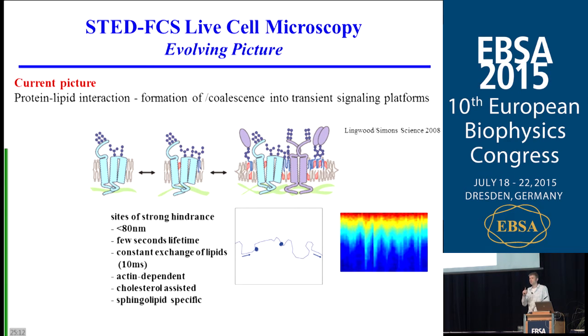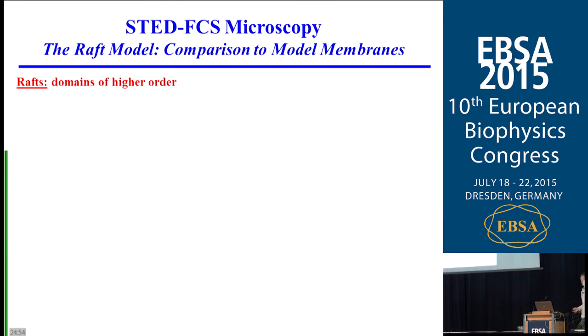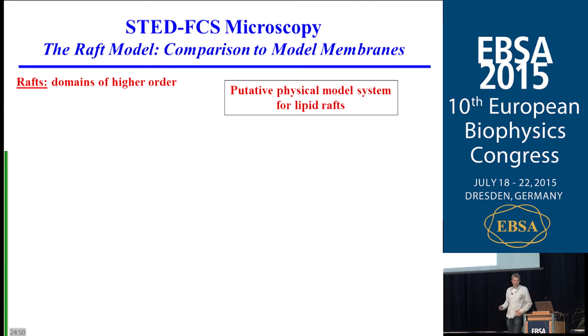So you could say, wait, we heard this before. If we go back to our definition here, cholesterol and sphingolipid enriched domains, could be. Now, densely molecular packed, highly ordered, a lot of molecules together. Well, let's investigate that further. There's a biophysical model for this, because of domains of higher order. There's a putative physical model system for these lipid rafts.